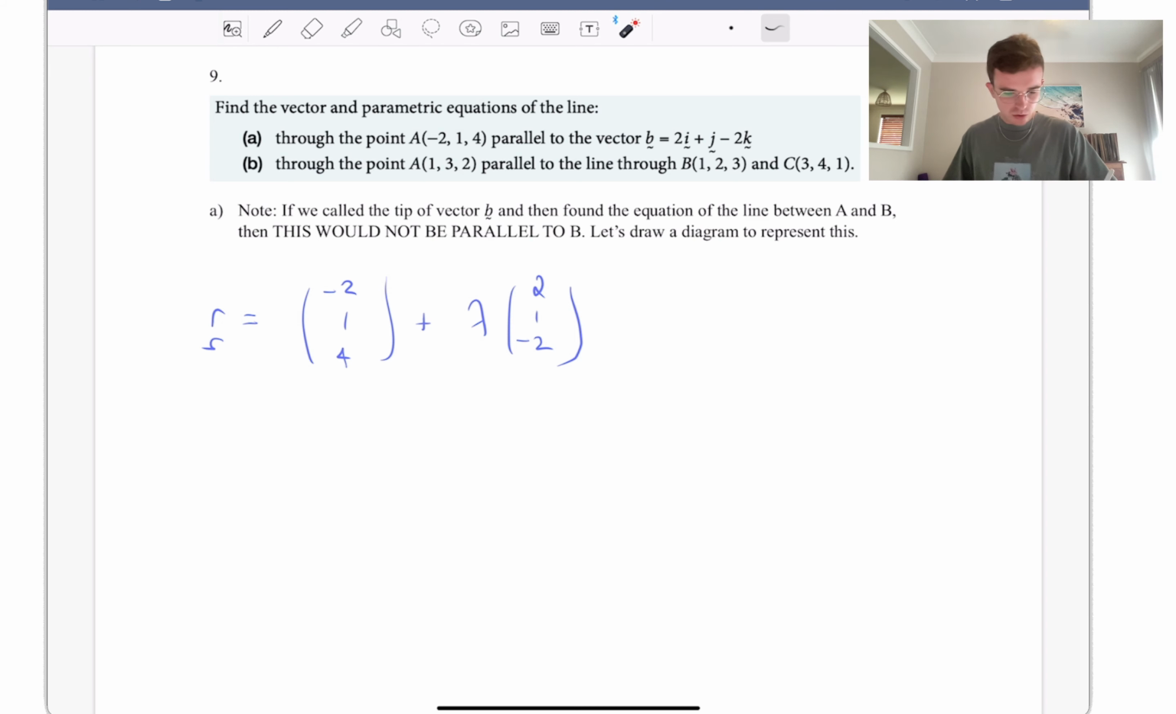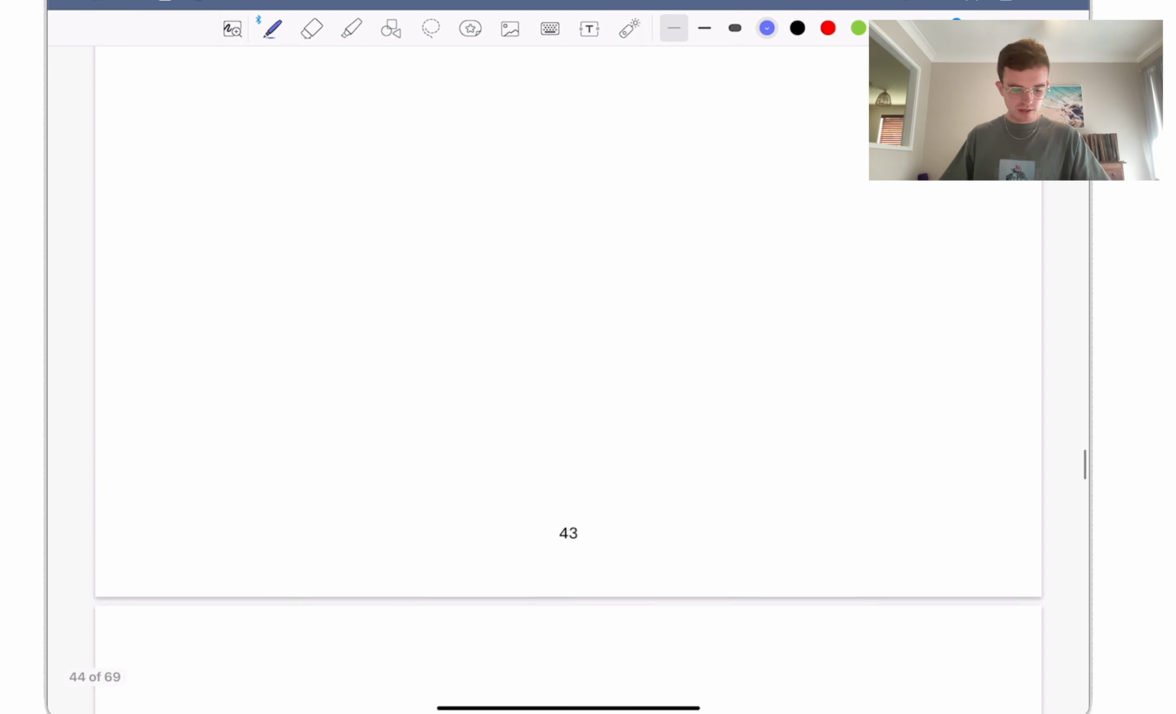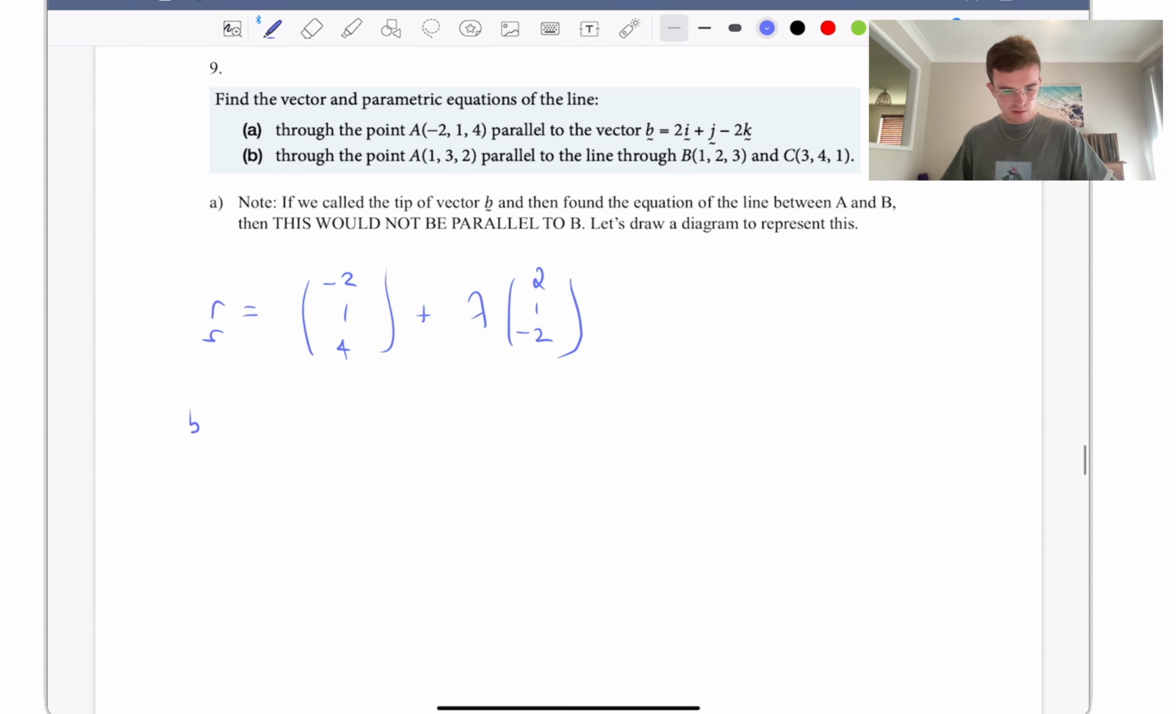For part B, we've got through the point (1, 3, 2), and parallel to that line there. So R is simply going to be, going through this point, plus lambda, and we want a vector parallel to that. So let's go C minus B: 3 minus 1 is 2, 4 minus 2 is 2, and 1 minus 3 is -2. So we've just found the two vector equations.